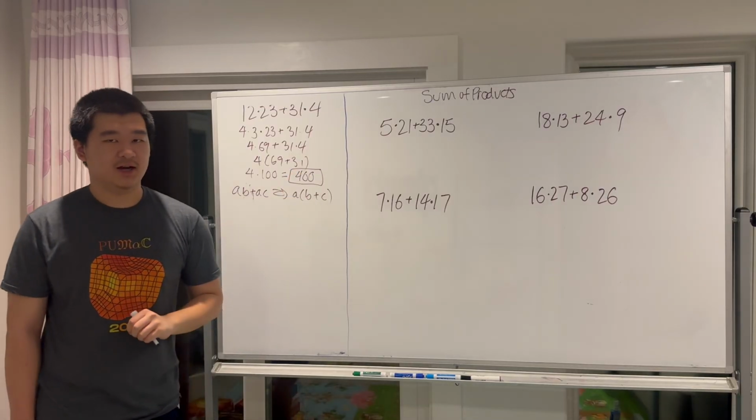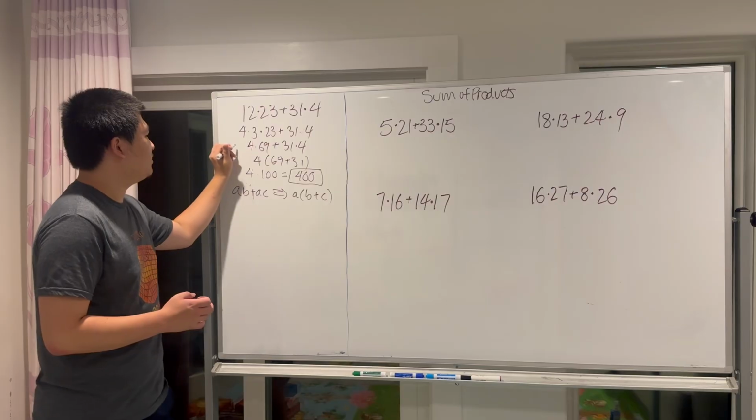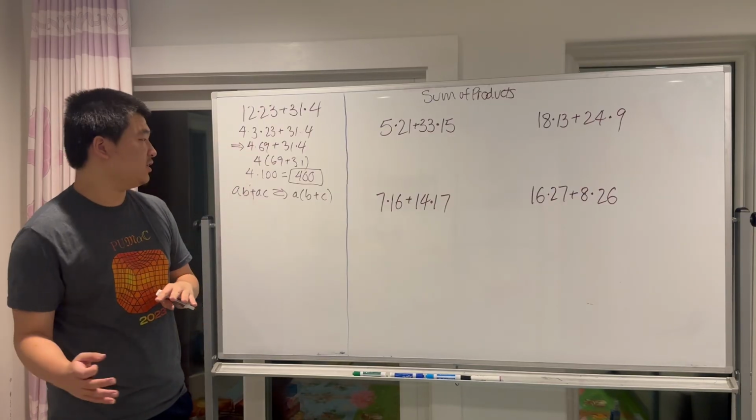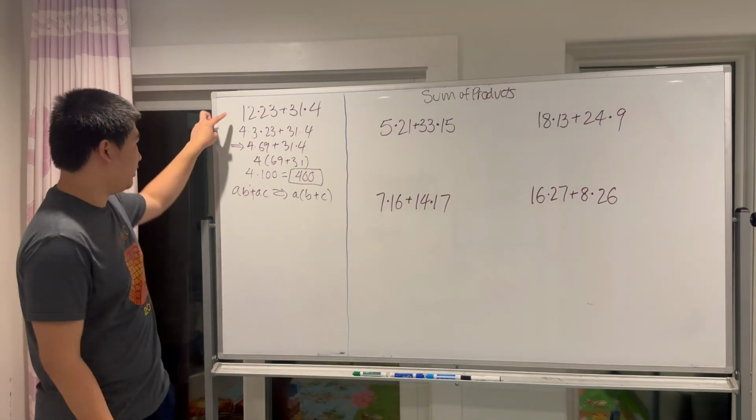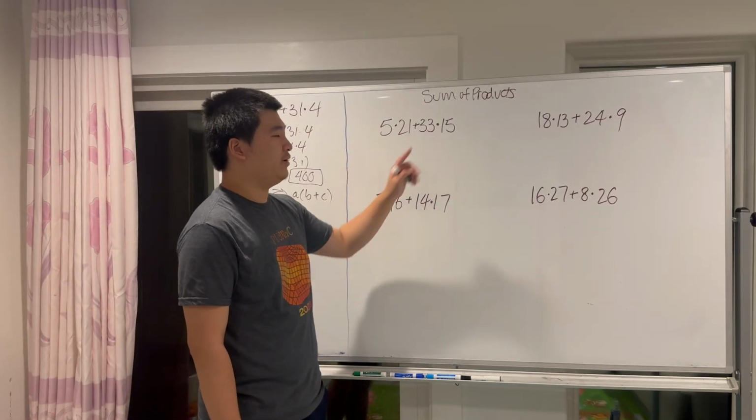And that's usually how this kind of problem goes. The hardest part is really just getting it into this stage. Once you get into this stage, it's going to be pretty easy, but the hardest part is getting it from here to here. So let's do some practice. 5 times 21 plus 33 times 15.